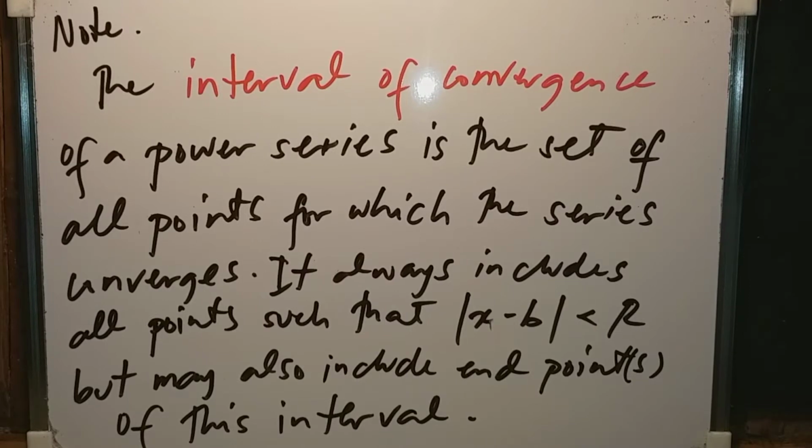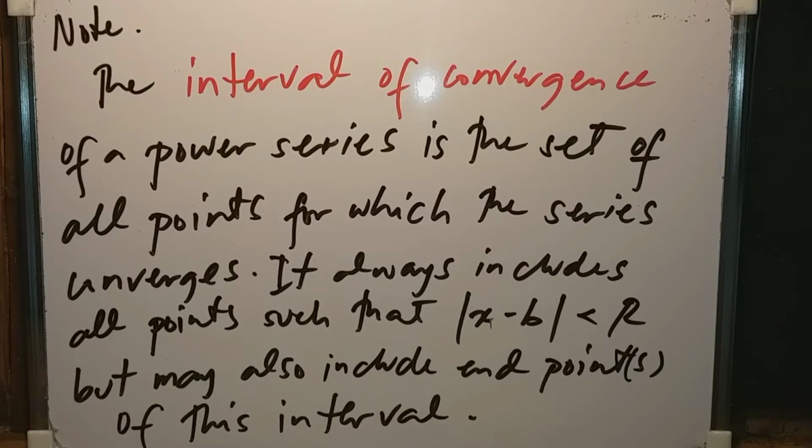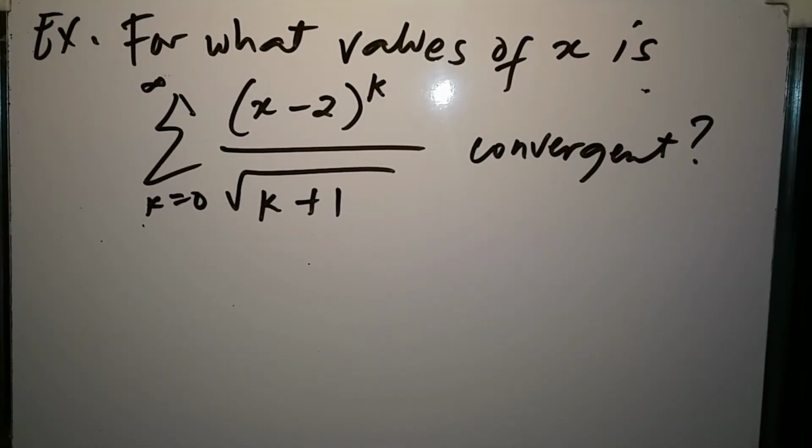Also, the interval of convergence of a power series is the set of all points for which the series converges. It always includes all points such that the absolute value of x minus b is less than R, but may also include endpoints of this interval. So for example, for what values of x is the series summation of (x minus 2) raised to k over square root of k plus 1, where k goes from 0 up to infinity, convergent?